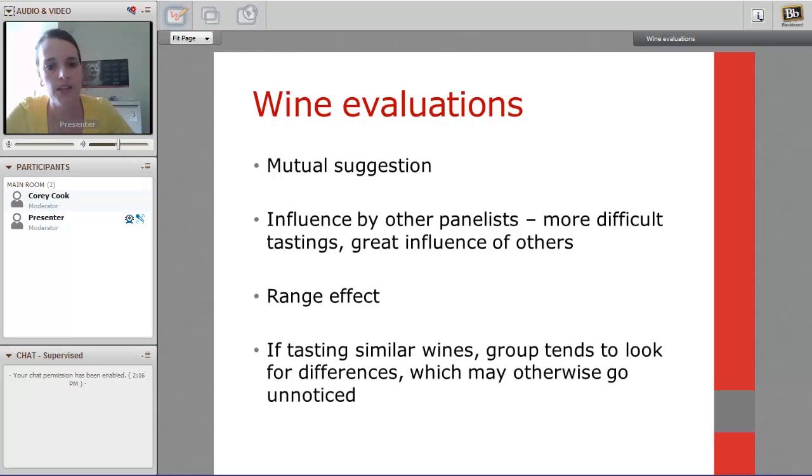And then finally, we have a range effect. If you're tasting similar wines in a group, the group tends to look for differences, which may otherwise have gone unnoticed. So you might find that you're more critical in a group than when you're doing it on your own. That's because you're focused on this task, and people are really looking for differences. And if you're looking for differences, generally you tend to find them.